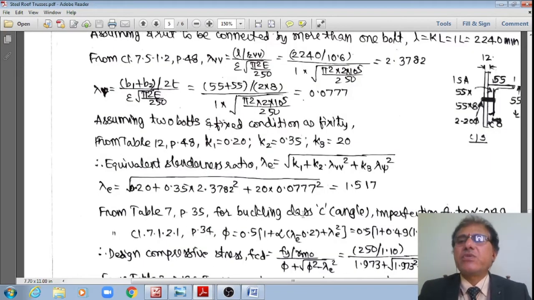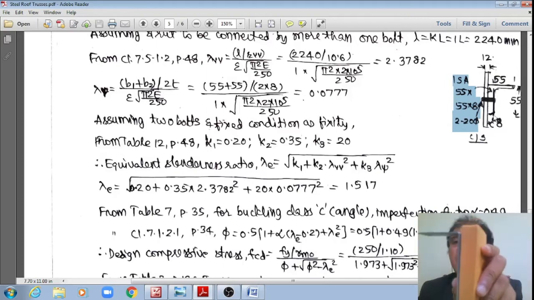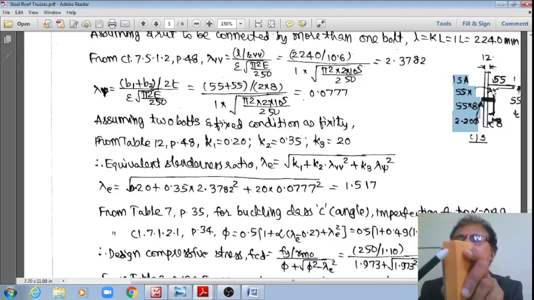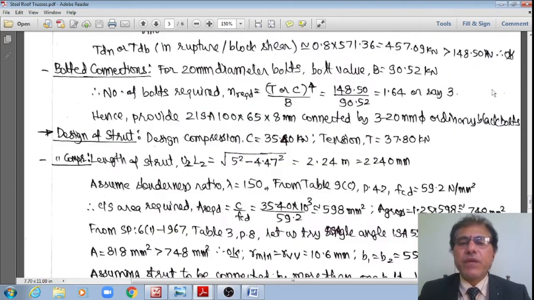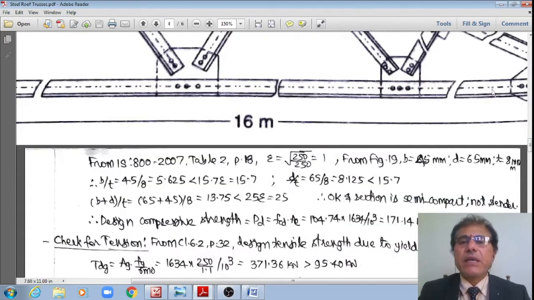Now I will show this figure, student. My ISA 55 by 55 by 8 is provided by means of 220 mm dia bolts. Both the connected leg as well as the outstanding leg are 55 mm, and the thickness is 8 mm like this, and the thickness of this gusset plate is 12 mm. That is my design.